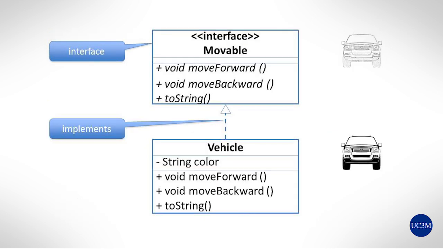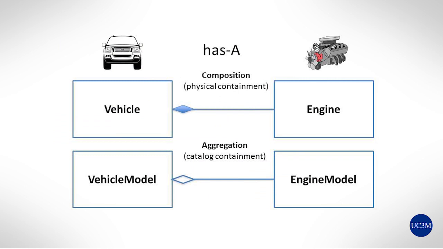We can also model interfaces in UML. We write the word interface in guillemets, these double-angled quotes or French quotation marks. Look at the arrow for denoting the implementation relationship, which is dashed. The other important relationship in Java is the has-a relationship, like when a car has an engine, and the engine is one of the attributes of the car.